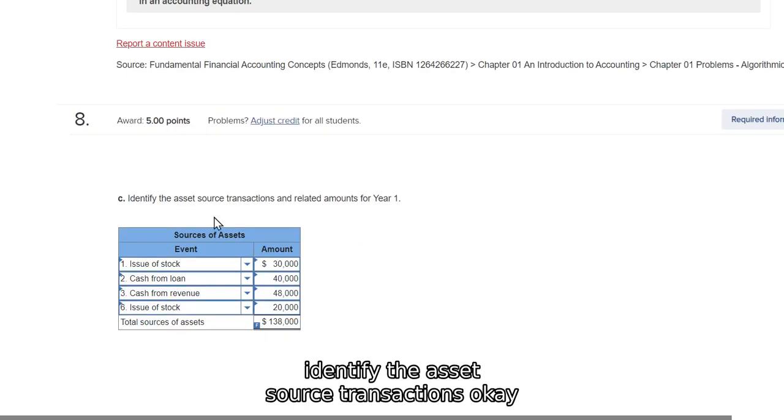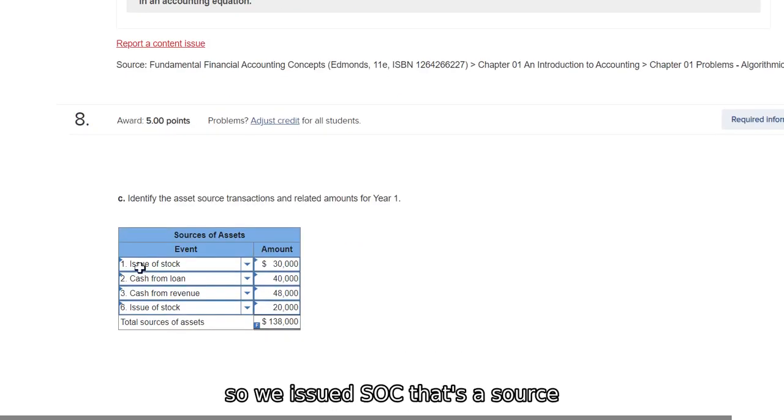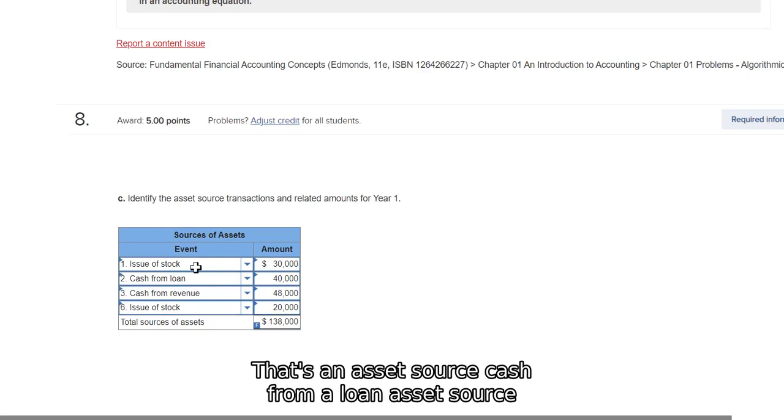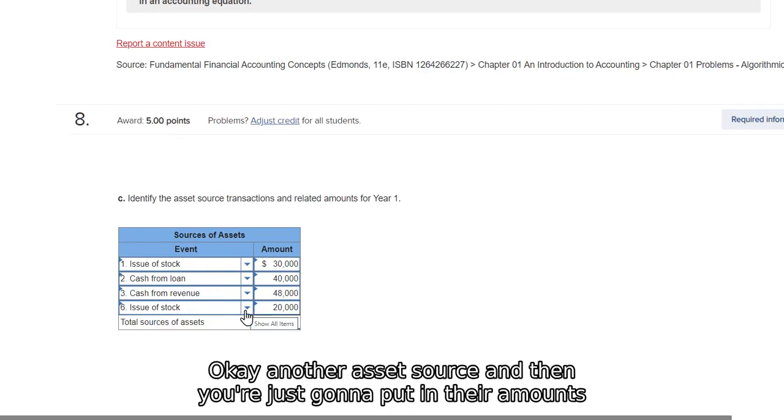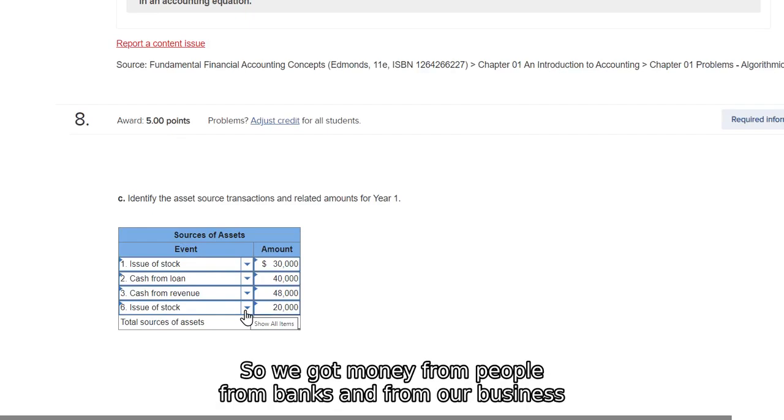Identify the asset source transactions. Okay, so we issued stock. That's an asset source. Cash from a loan, asset source. Cash from revenue, asset source. Issuance of more stock, another asset source. And then you're just going to put in their amounts. So we got money from people, from banks, and from our business.